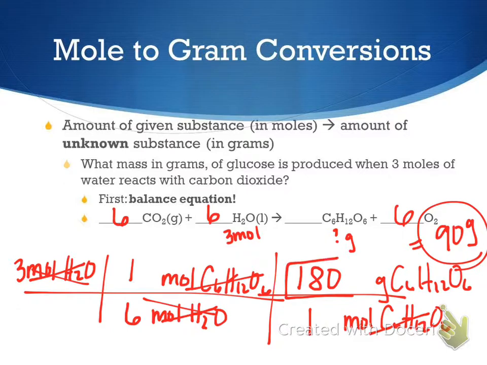Okay, the molar mass of glucose came out to be 180. I multiplied across the whole top, divided by the whole bottom, and I ended up with 90 grams of glucose. So I took 3 times 180, then I take that divided by 6.